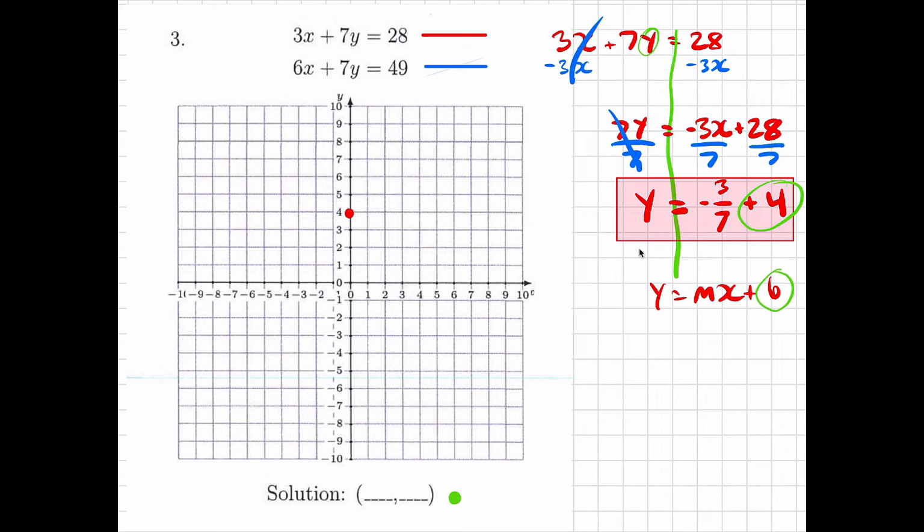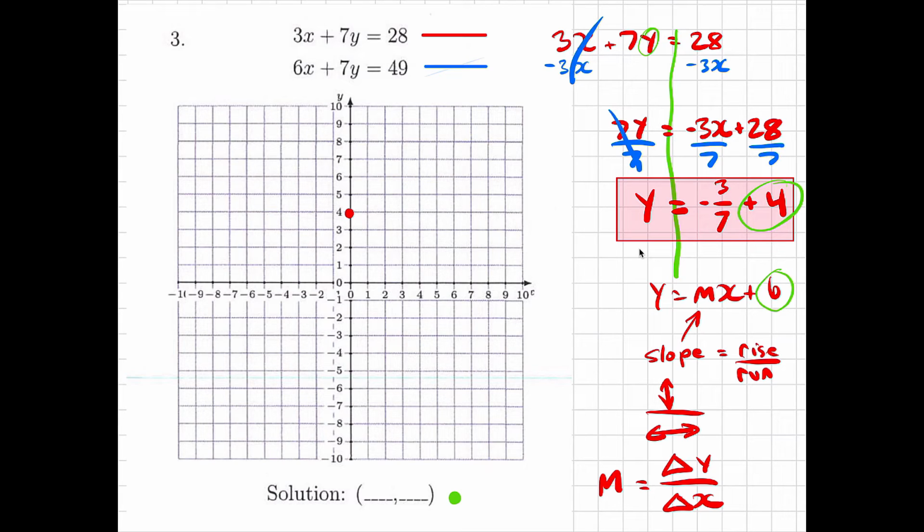And now what is the m? Well, we've gone over this before. It's slope. What is slope? Slope equals rise over run. What is the rise over run? It's the up and down over the left and right, which we really say is the change in y over the change in x. So that's what m is equal to. So it says negative 3 over 7.